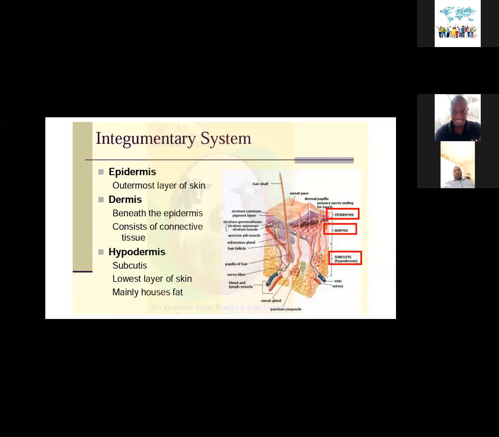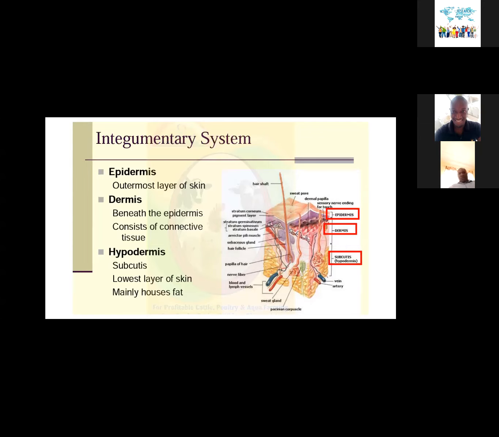So now let's look at the integumentary system. This one is made up of three main layers. You've got your epidermis, which is the outermost layer of the skin. You've got your dermis. This is beneath the epidermis and consists of connective tissue, which we talked about earlier in brief.